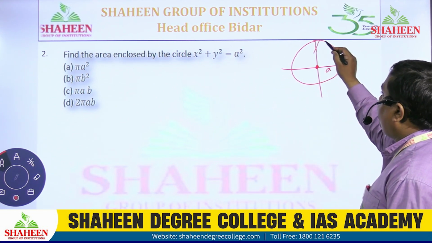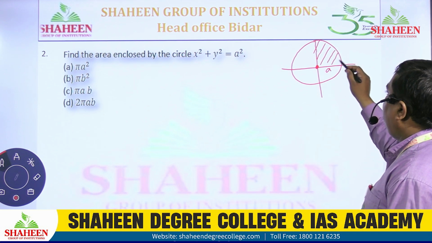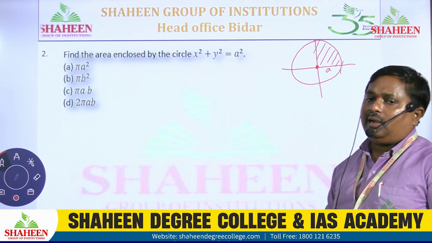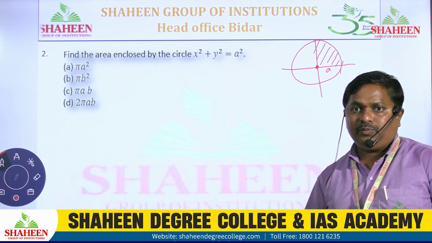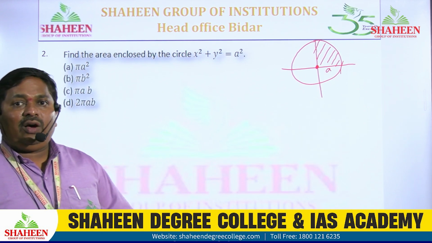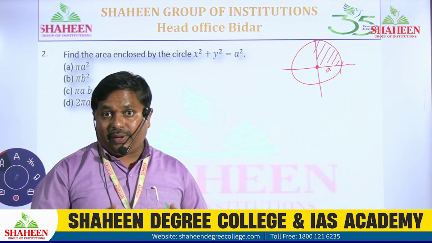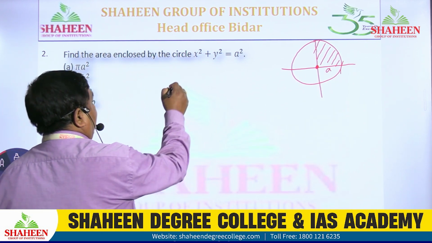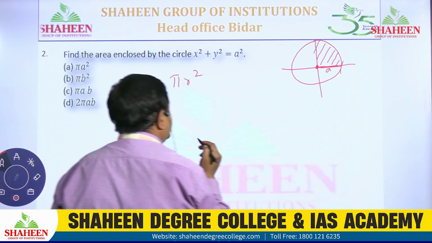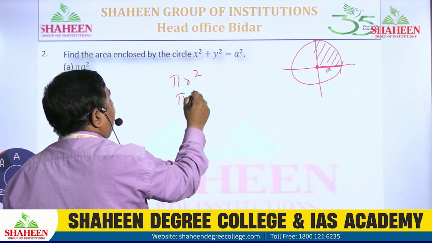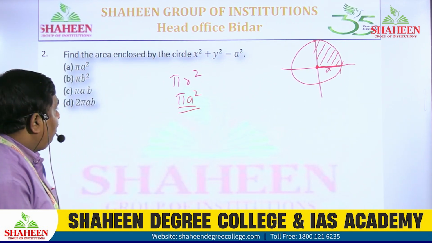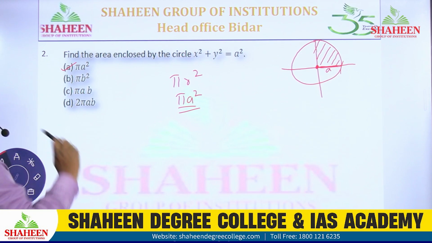Means we can find only one area from 0 to a, and multiplying by 4 we get the complete area of the 4 portions. Okay, you know the area of a circle formula, pi r square. What is the area of a circle formula? Pi r square. And what is the radius here? The radius is a, then this becomes pi a square area. Where is the pi a square? The first option is correct.